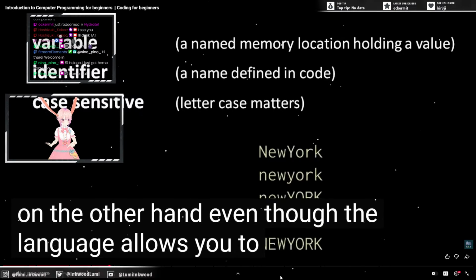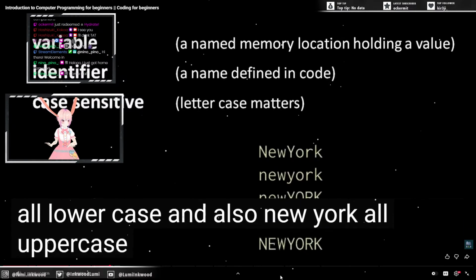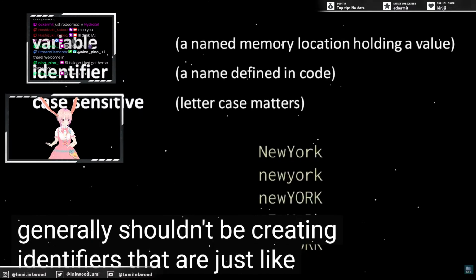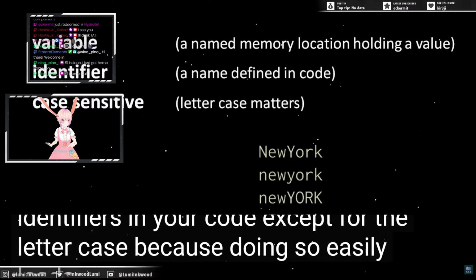On the other hand, even though the language allows you to have, say, New York all lowercase and also New York all uppercase, it's generally a bad idea. You generally shouldn't be creating identifiers that are just like other identifiers in your code except for the letter case, because doing so easily leads to confusion and errors.